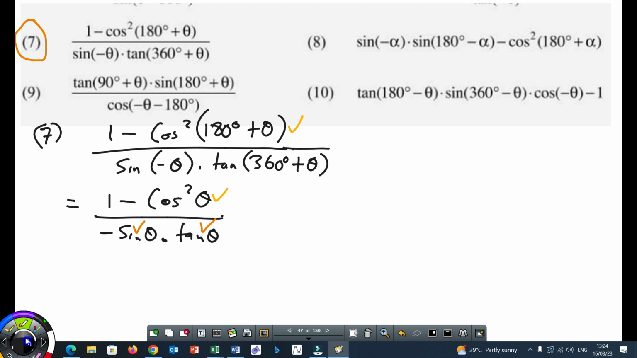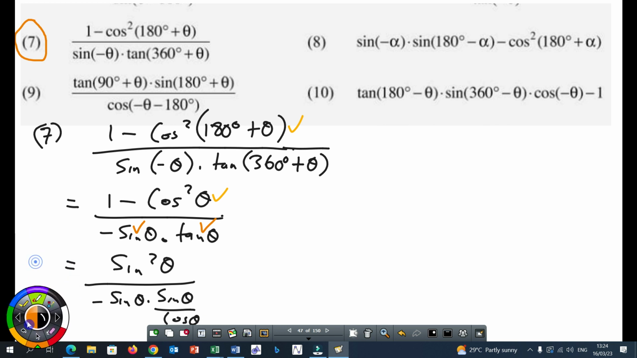Then the numerator, we can write it as sine squared theta over minus sine theta. Now tan theta, we can write that as sine theta over cos theta. You get 1 mark for this, another mark for converting tan to sine over cos. So 5 marks so far. If you know yourself, it will be a harvest.